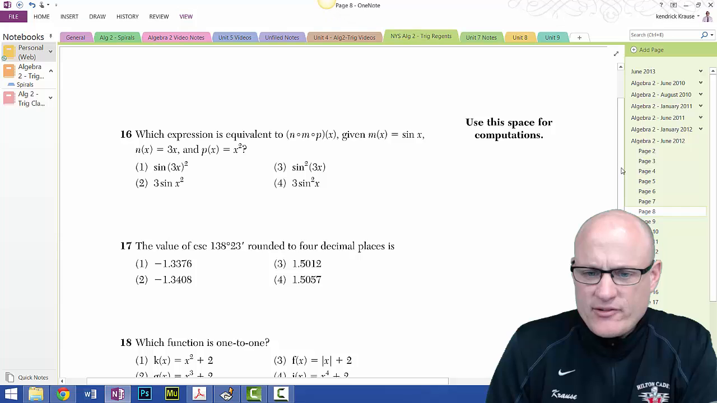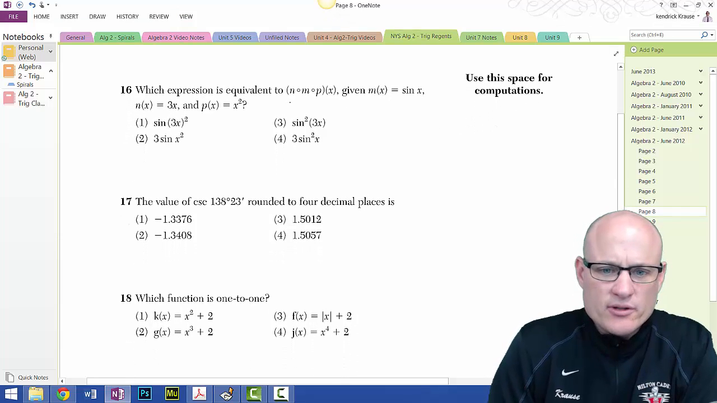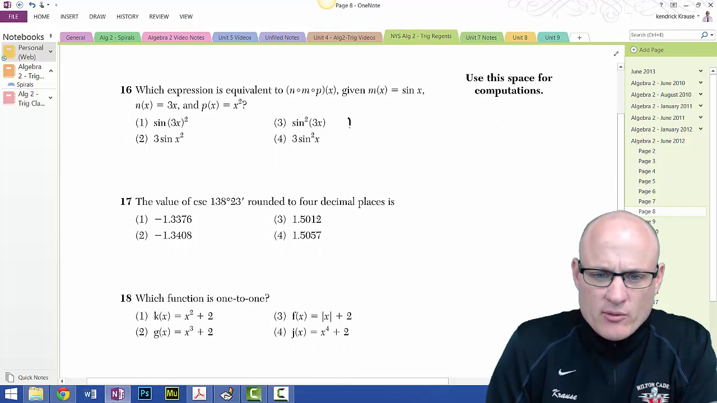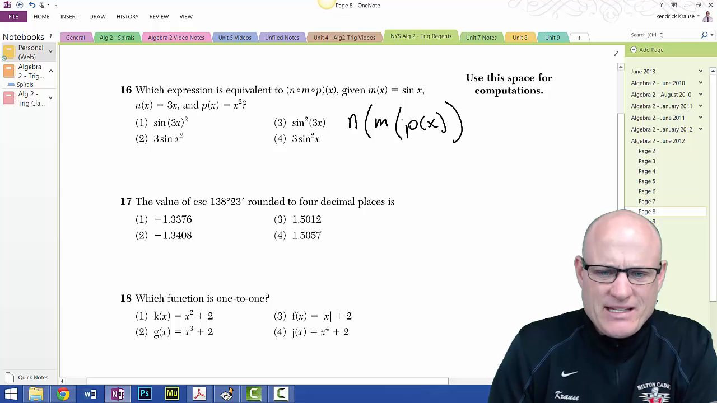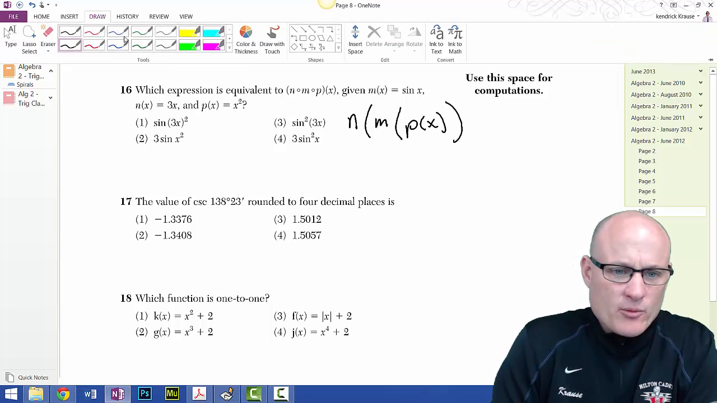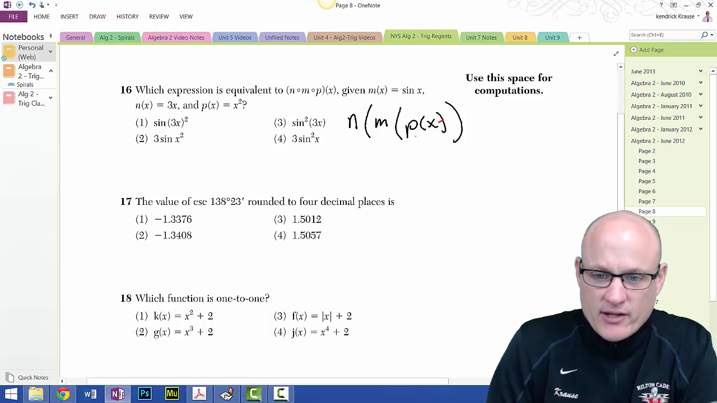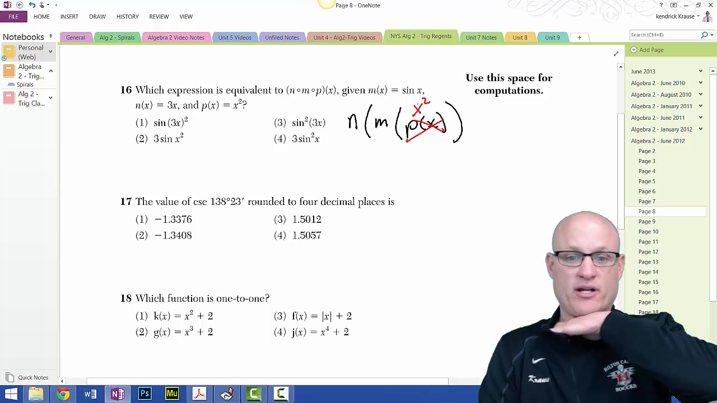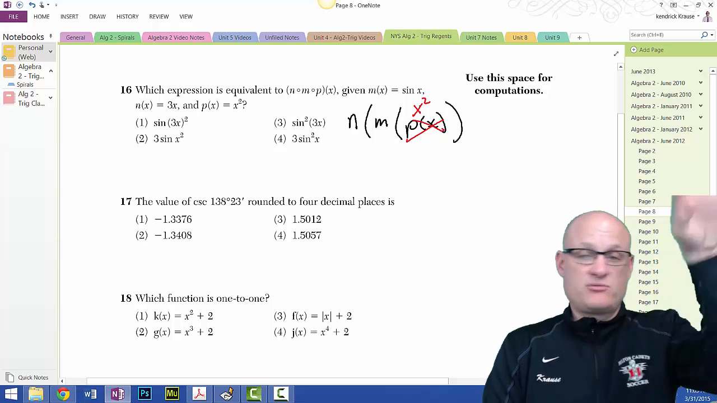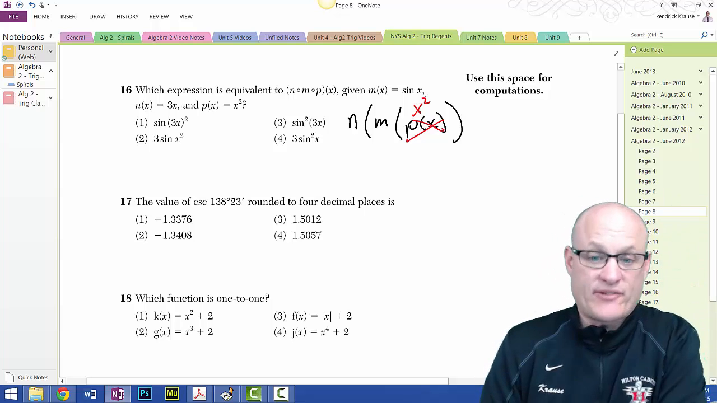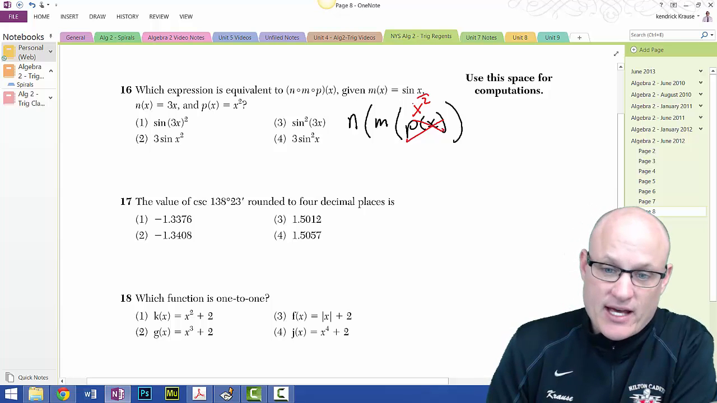Believe it or not, this is an incredibly simple question. So let me just see what we got here. We got n of m of p to the x. So p to the x, this is x squared. They didn't ask us for a number. You're just going to take one function and put it inside of another. So now I'm going to take this x squared and put it inside of m.